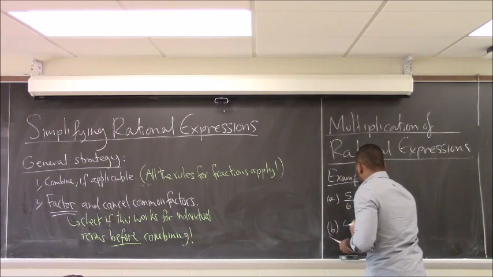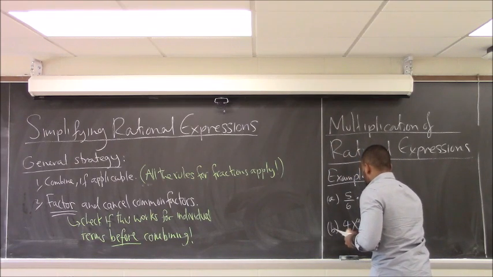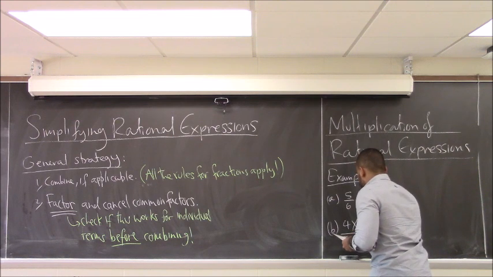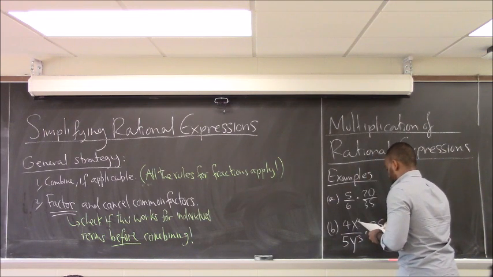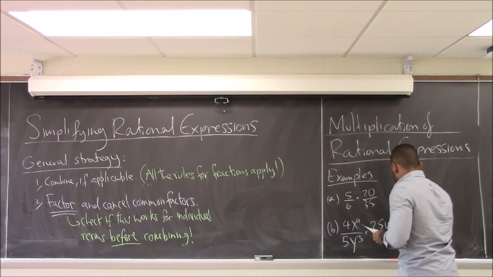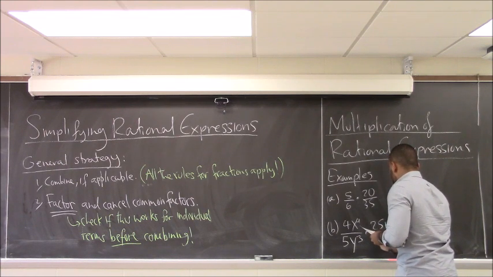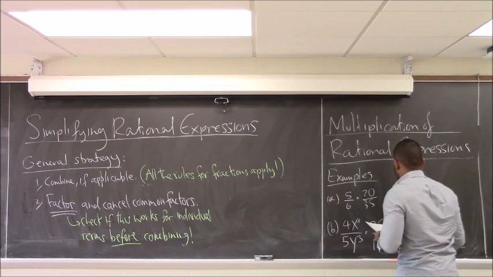That's with numbers. The next one, 4x to the fourth over 5y cubed times 25y to the fifth over 12 to the seventh.